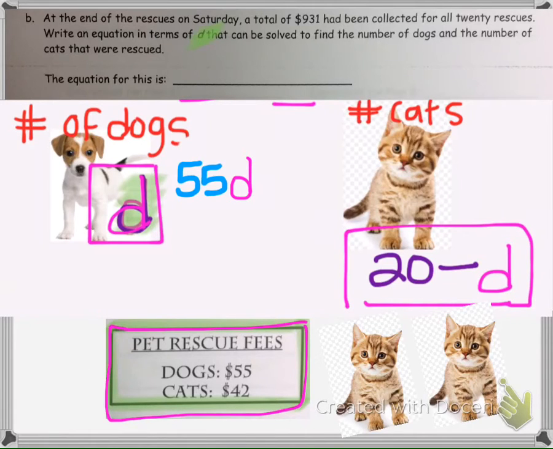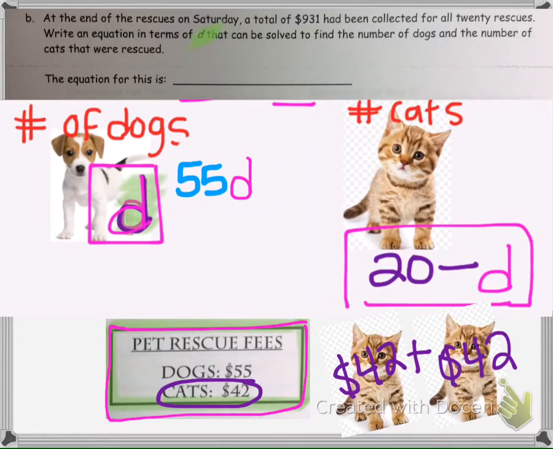Okay, so now the cats. It tells us the cats, each one is 42. Each one. But we don't know how many cats. But each one, it's going to be $42 plus $42 plus $42 for every cat. So adding 42 over and over again is the same thing as multiplication.